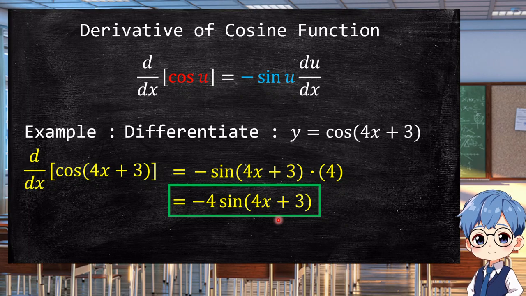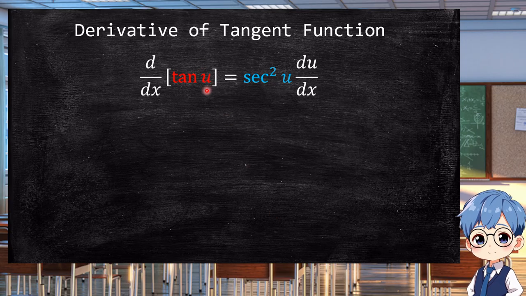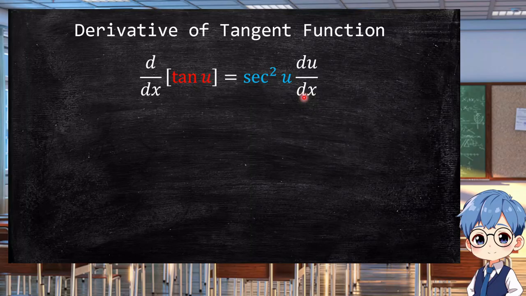We have the derivative of tangent function. So the derivative of tangent u is just the secant squared of u times the derivative of u with respect to x. Just remember, this is only valid where tangent is defined. Avoid the vertical asymptotes. Let's have an example for this.